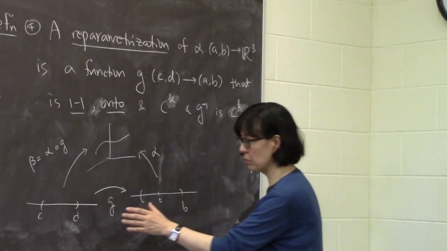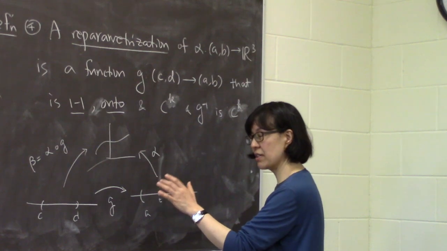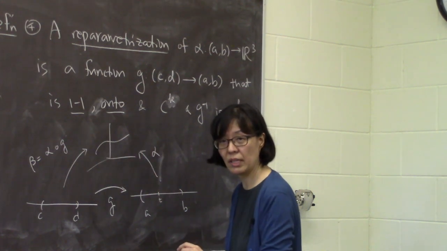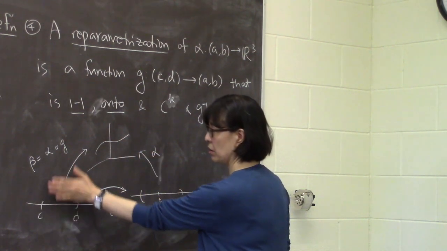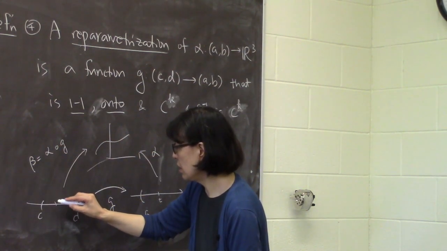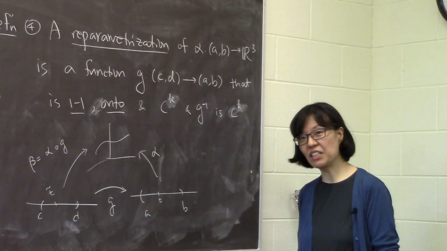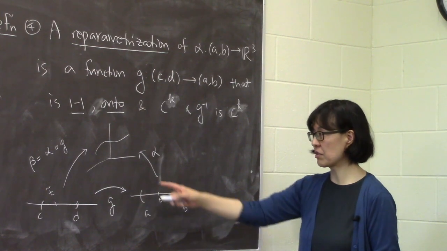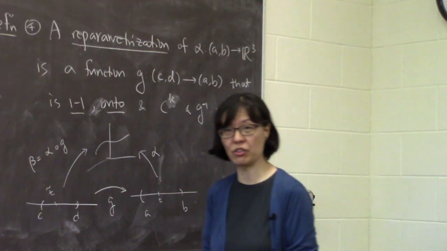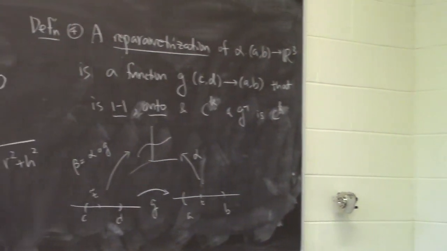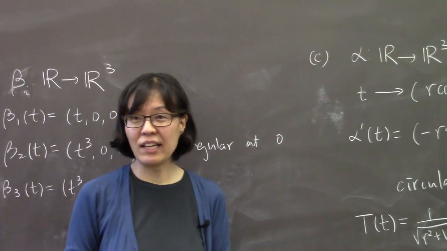By using a different parameter, we can study the curve better. The curve itself doesn't change, it's the same image. But using this parameter, let's call it t tilde, it might be easier or better to describe the curve. Okay, so that's the idea of reparametrization. We'll see soon the benefit of having that.